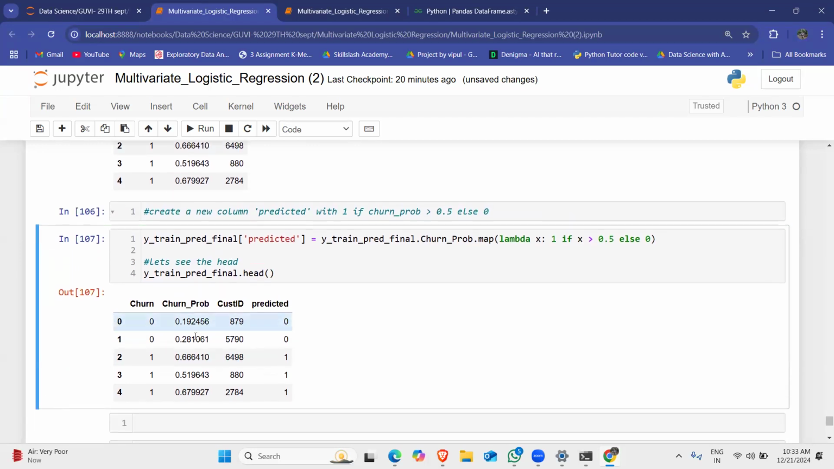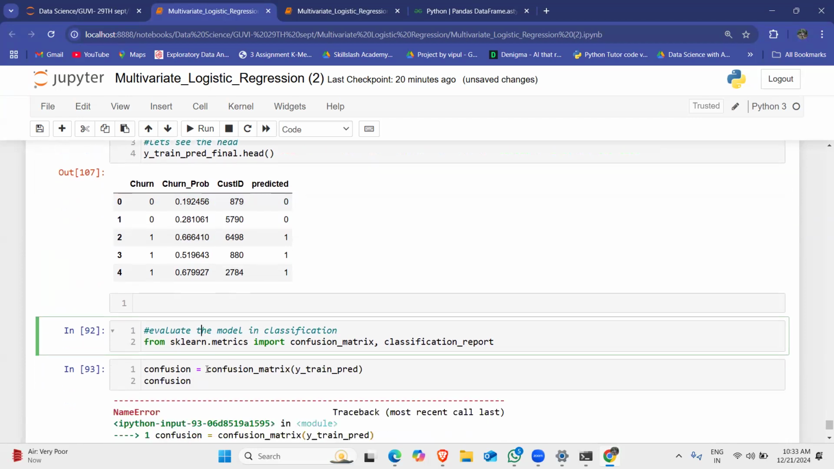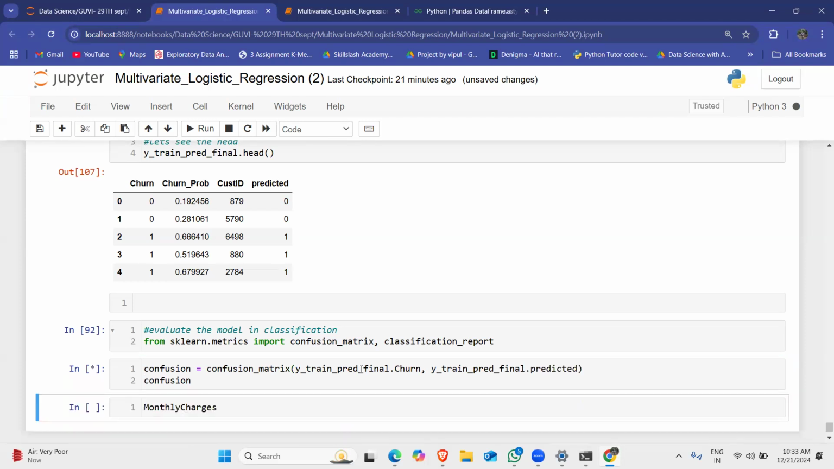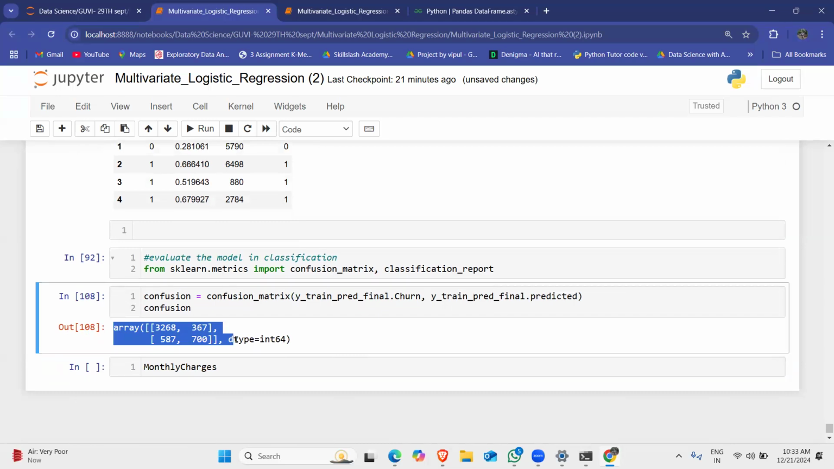And now it's time to call the metrics. For the confusion matrix, we'll just plot between y_train_pred_final.Churn and y_train_pred_final.predicted. Then we'll just print confusion. Now, what is your understanding from this? Who will discuss this with me? What is your understanding from this confusion matrix?